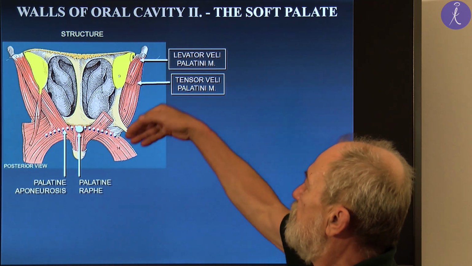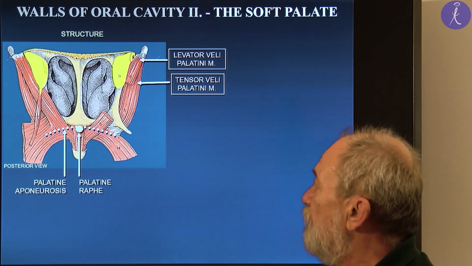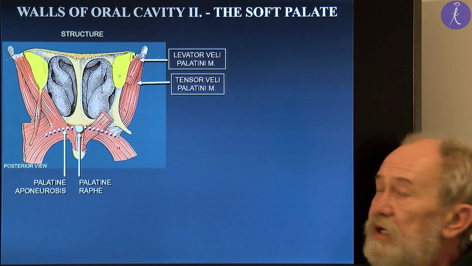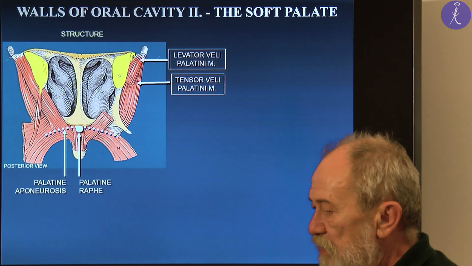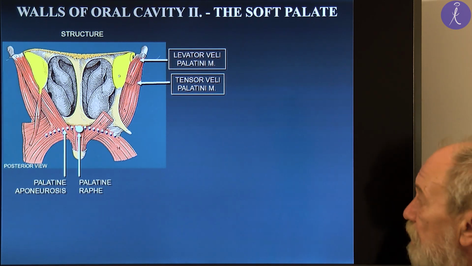And there is another muscle in front of it, more anteriorly, more in a vertical position, and this is called tensor veli palatini. The question is how a vertically oriented muscle can tense something which is horizontally located. It's very easy.